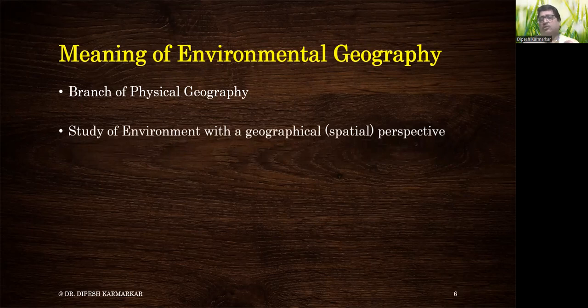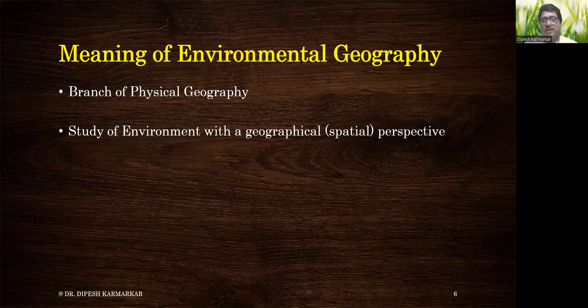Now, to give a very simple definition of environmental geography, we can say that environmental geography is a branch of physical geography that studies environment with a geographical perspective, right? Because the environment can be studied with a sociological perspective. It can be studied with a historical perspective. Or even in the natural sciences, environment can be studied from the perspective of physics or chemistry or biology. So when we say environmental geography, we mean that we are talking about environment with a geographical or spatial perspective.